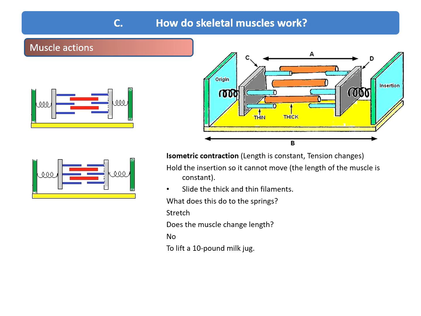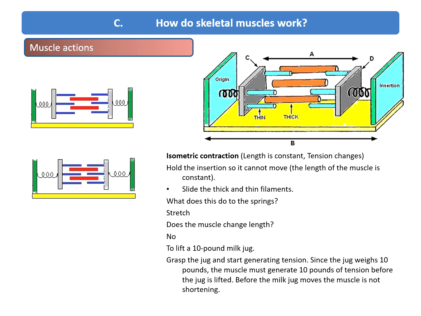To lift a 10-pound milk jug, grasp the jug and start generating tension. Since the jug weighs 10 pounds, the muscle has to generate 10 pounds of tension before the jug is lifted. Notice the muscle is not shortening during this attempt.